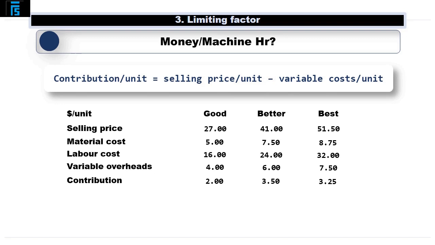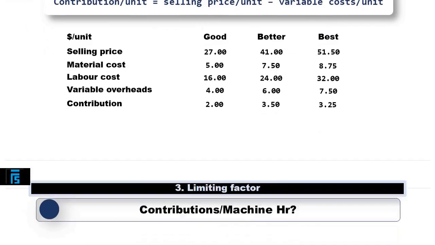At first glance you might conclude that the best product to make is the better, as it generates the highest contribution per unit. But we need to bear in mind how many machine hours it takes to make each unit, so that we maximise the total contribution we can generate from all of the products we can make with the limited 16,000 machine hours.